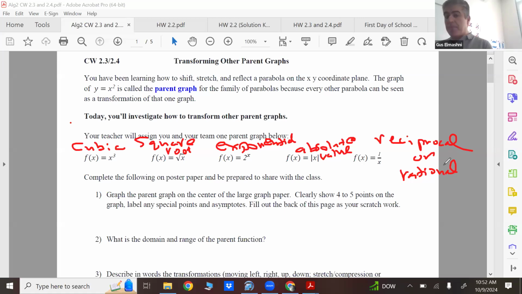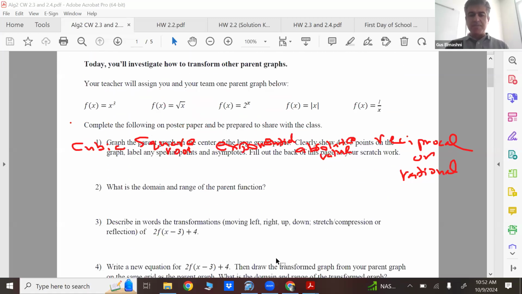H, K are going to be the same thing. A is going to be the same thing. And you're going to see how A, H, and K serve the same purpose for any kind of function. Ultimately, we'll do the same thing with trig functions and logarithmic functions and other crazy stuff.